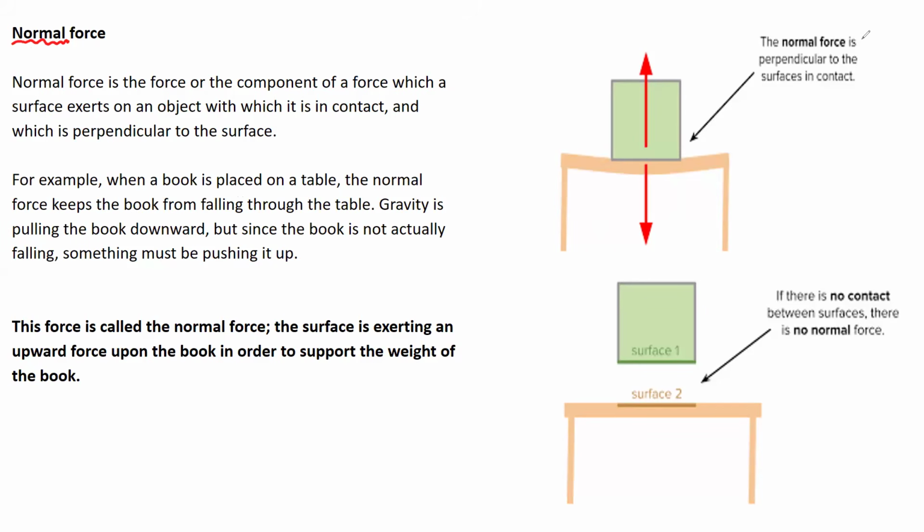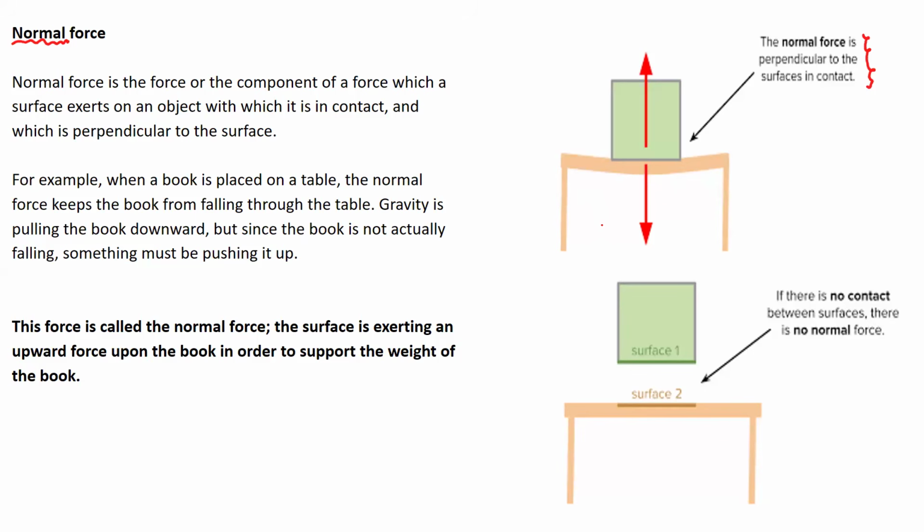Perpendicular to. In other words, a normal force is a force that is perpendicular to the surfaces that are in contact. All right, listen to this. I put this on the side and I'm reading verbatim. The normal force is perpendicular to the surfaces in contact. Let me clarify.